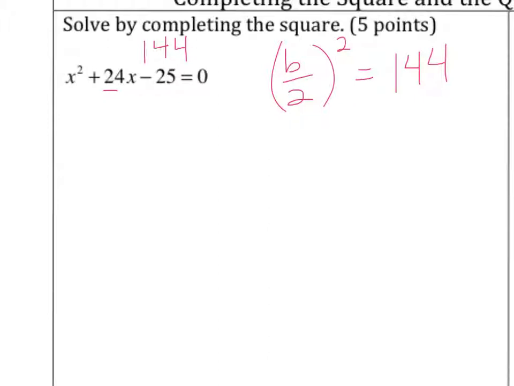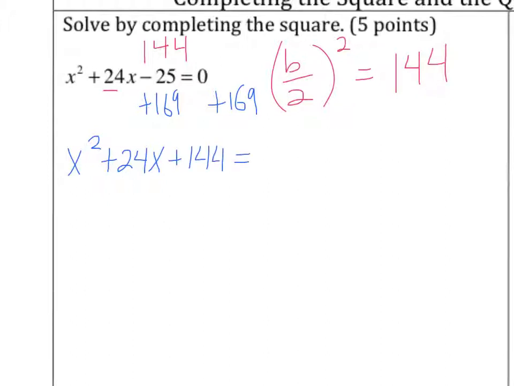I have to add something. The something that I'm going to add is 169. If I add it to the left, I have to add it to the right. So x squared plus 24x, negative 25 plus 169 is 144. My right side, I've got 169. The left side factors into x plus 12 times x plus 12, which we know is x plus 12 quantity squared.